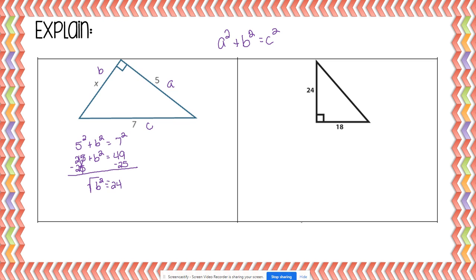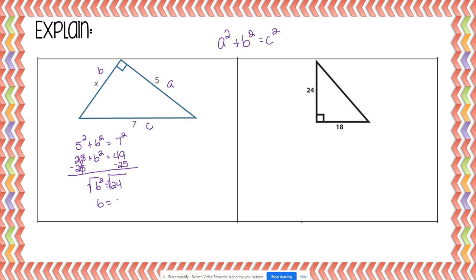Well, now I need to take the square root of both sides. The square root of b squared is b, and then I have the square root of 24. Well, 24 is not a perfect square, so I would not get a perfect whole number for this. What I can do is simplify this, and you have different options here. If you have to give a perfectly precise answer, then you would want to just simplify your square root.